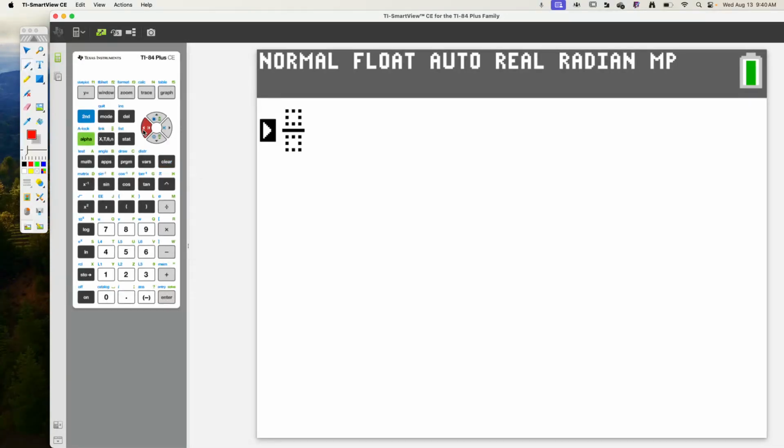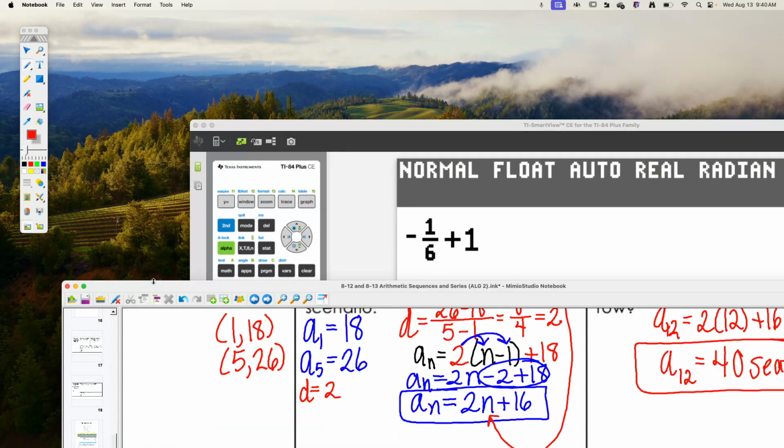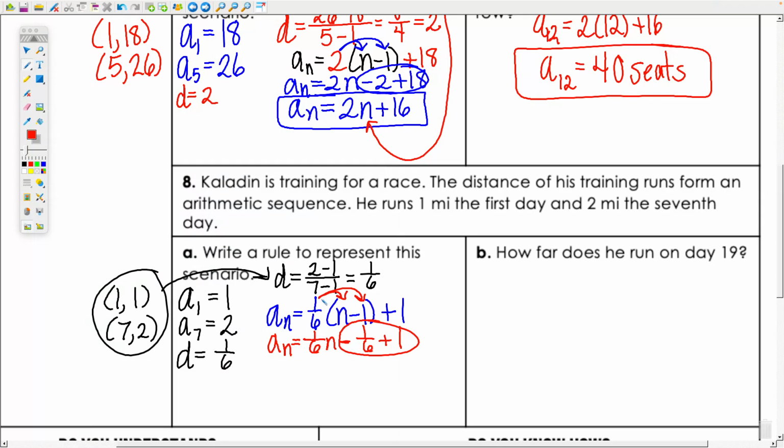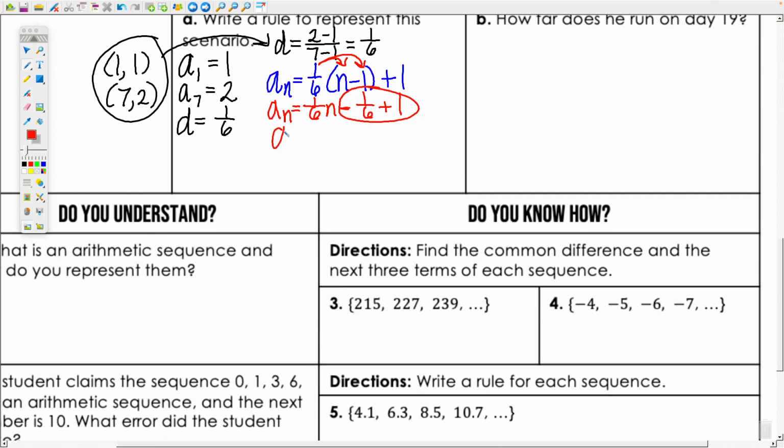Come over here. Negative, and then come up here. There we go. And I'm adding 1. There we go. Fractions are not that difficult when you have the right tools, okay? So I now have my rule. It is a sub n equals 1 over 6n plus 5 over 6.